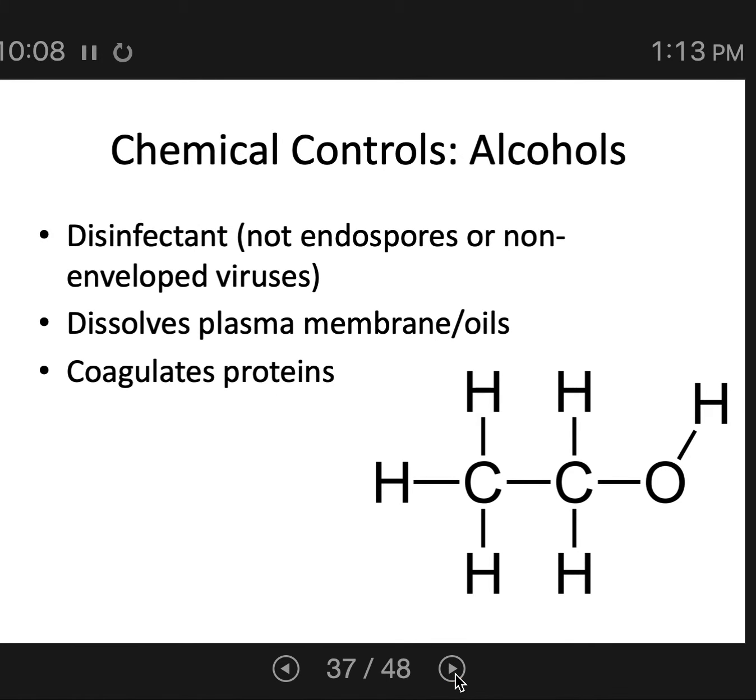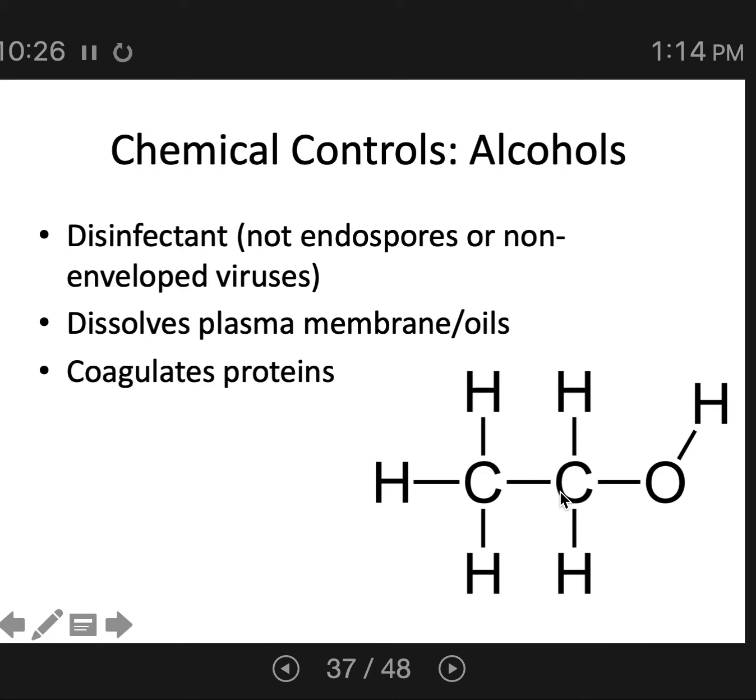All right, alcohols. These are disinfectants. They don't work against endospores or non-enveloped viruses. They work by dissolving the plasma membrane in oils. So alcohol is an amphipathic molecule as well. It can dissolve in water and also in lipids, because this section, so this is ethanol.